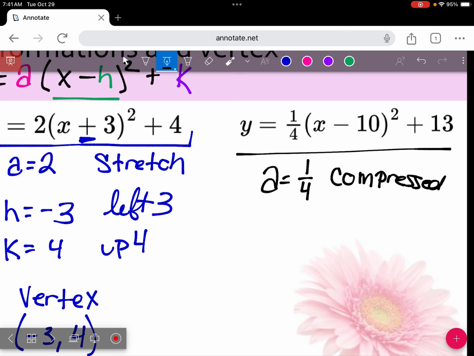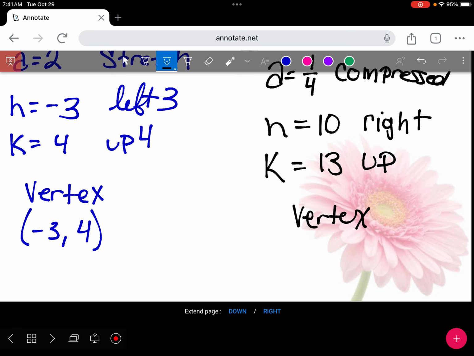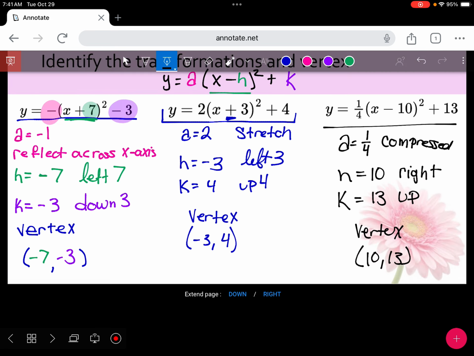All right, what's our H on this one? 10, positive 10. So which way is it going? Going right. What's our K? 13, so it's going up. And where's our vertex? 10, 13. H, comma, K. Okay, so we're going to use this to help us do a little bit of graphing.